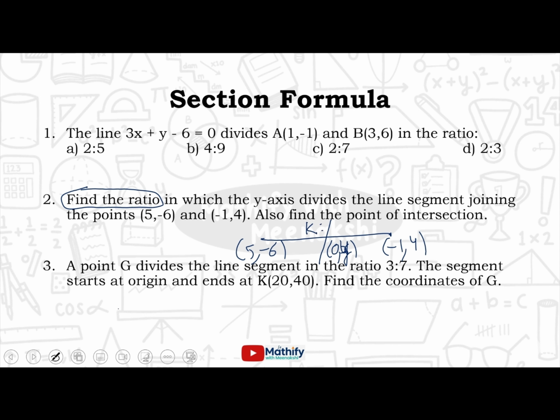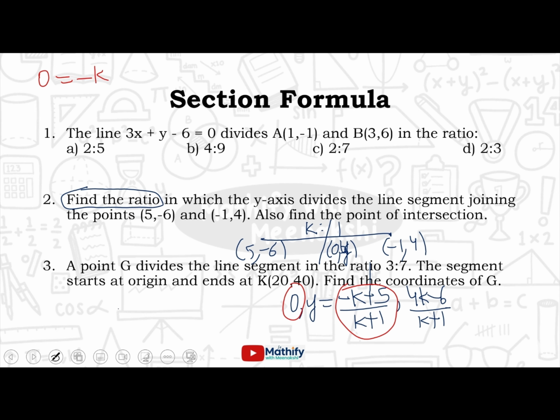Again the ratio is not given, you will take k is to 1. So first we'll solve this. 0 comma y is equal to, just do cross multiplication, minus k plus 5 by k plus 1, comma 4k minus 6 by k plus 1. Now just equate 0 with this. So let's write 0 is equal to minus k plus 5 by k plus 1. When you will move k plus 1 to that side, it becomes 0. So you can write minus k plus 5 is 0. So k is 5. So value of k is 5.